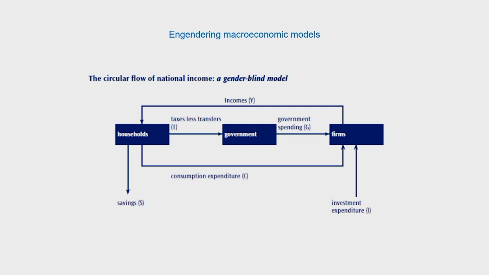Now, gender can be very well introduced into such a gender blind model, and the most obvious disaggregation is to distinguish male and female headed households here. So this component of households that you see here can be very well disaggregated by bringing in male headed and female headed households. And the financial flows into and out of these gender differentiated units could then in principle be distinguished. Let us have a look at a very simplified gender aware model here.